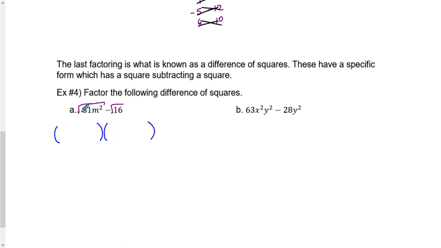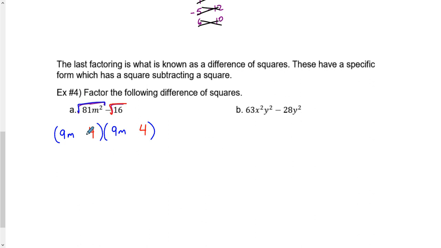Write down two sets of brackets. We write down the square root of the first term, so the square root of 81m squared. What polynomial multiplied by itself gives us 81m squared? Well, that would be 9m. We'd have to put that in the first spot. Sorry, I'm just going to change my colors. The square root of 16, now we're not doing the negative 16, we're just doing the 16, is a 4 and 4.